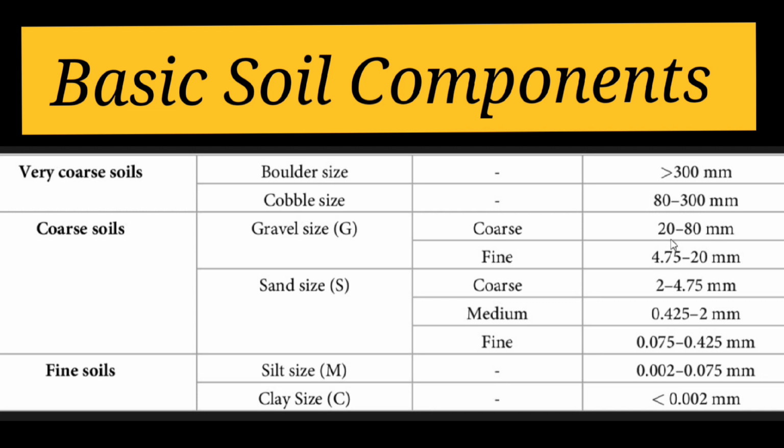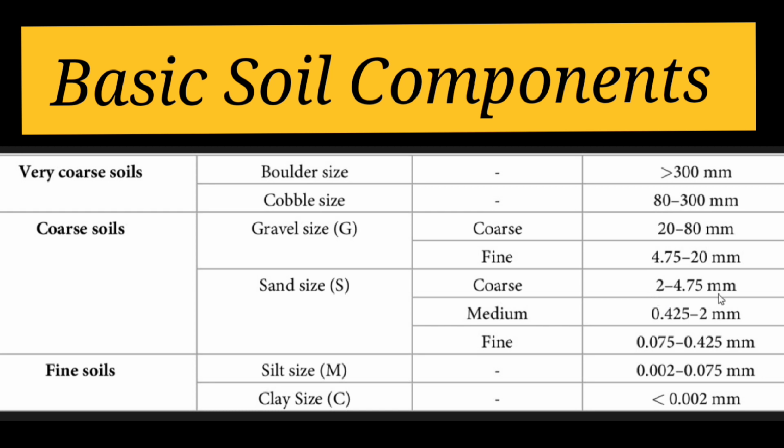Fine grained soil is silt and clay, and the symbols are M and C. Silt is a particle smaller than 75 micron and identified by behavior that is slightly plastic or non-plastic regardless of moisture, and exhibits little or no strength when air dried. And the size of the silt is 0.002 to 0.075 millimeter.